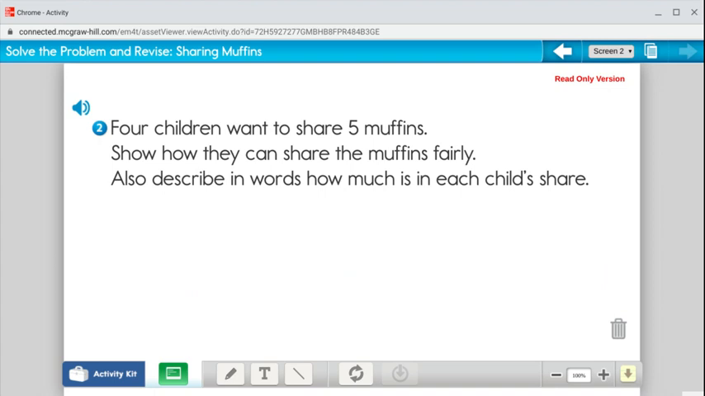I'm going to give you a little hint. 1 whole muffin, splitting it into 2 equal parts and 4 equal parts are probably the only way that you're going to do it. All right, so if you come up with another way, that's awesome too, just as long as they all get the same amount of muffins.